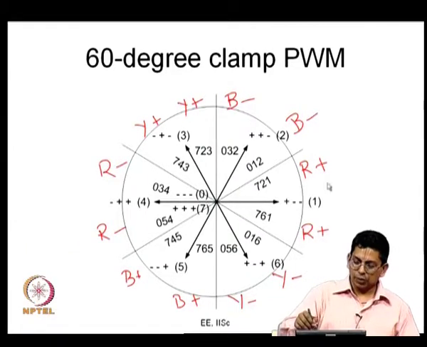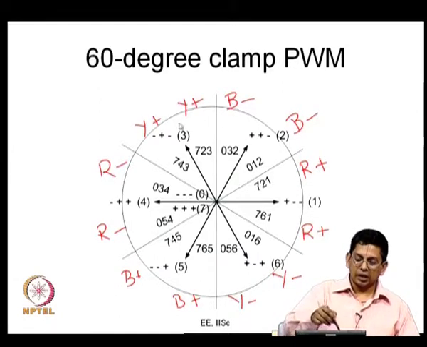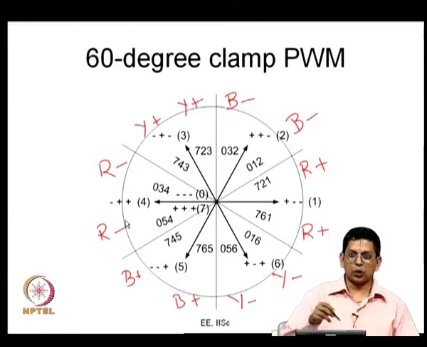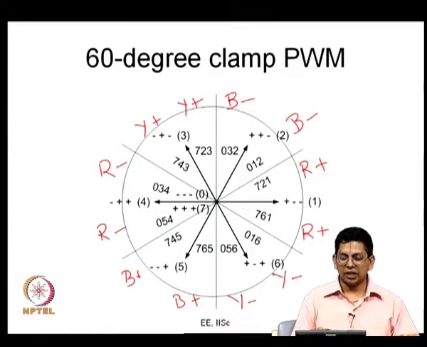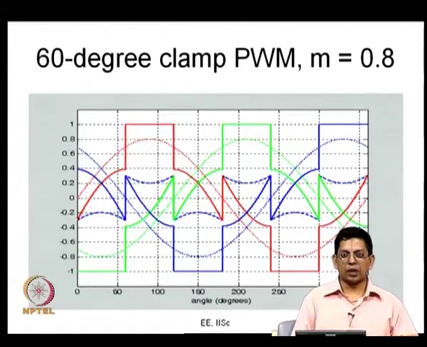R phase is getting clamped to the positive bus for 60 degree, followed by B phase to the negative bus for 60 degree, and then Y phase to the positive bus for 60 degree and R phase to the negative bus for 60 degree, and so you go around. What is this? This is the earlier 60 degree clamp we saw.